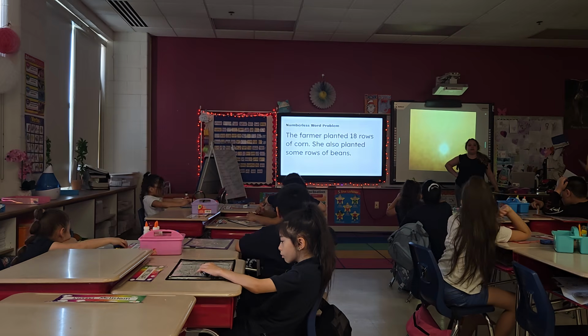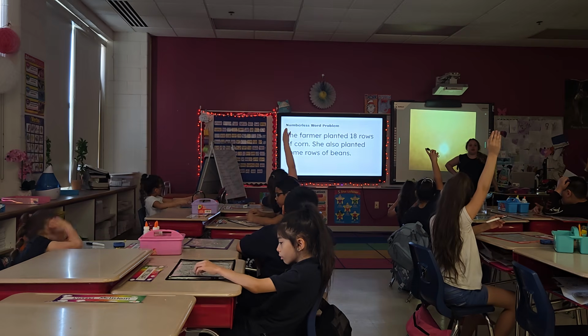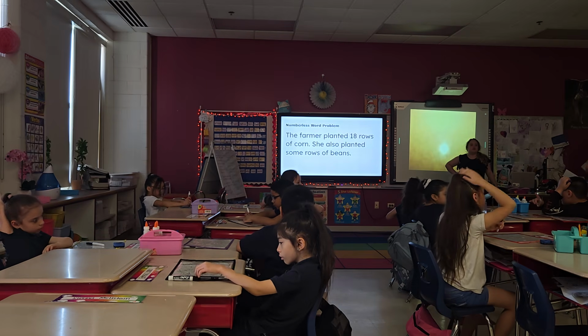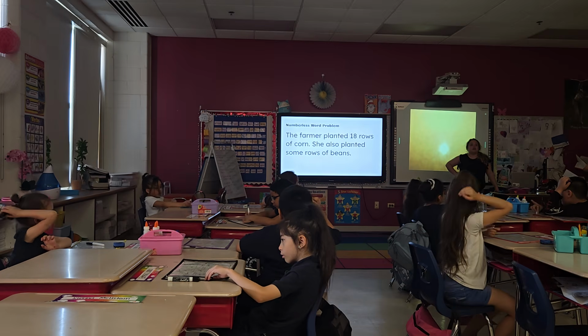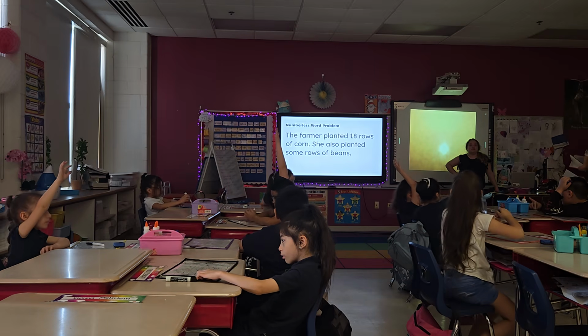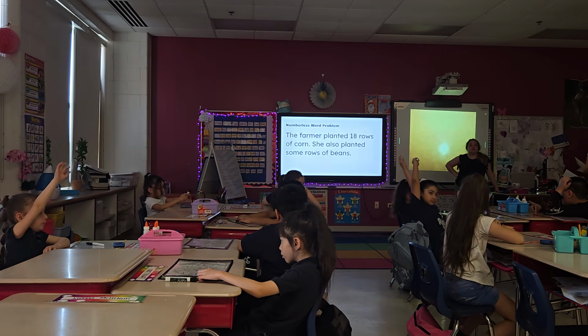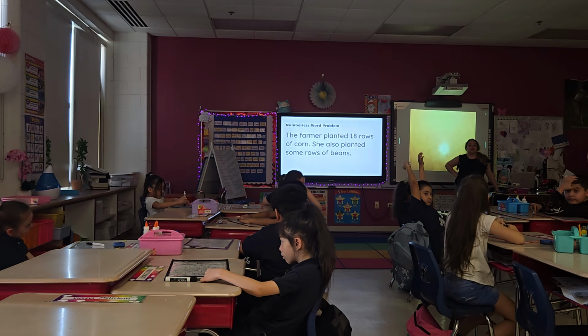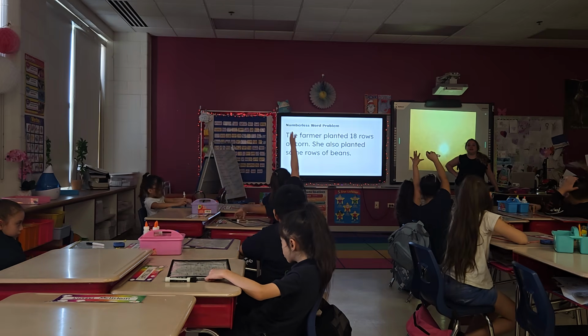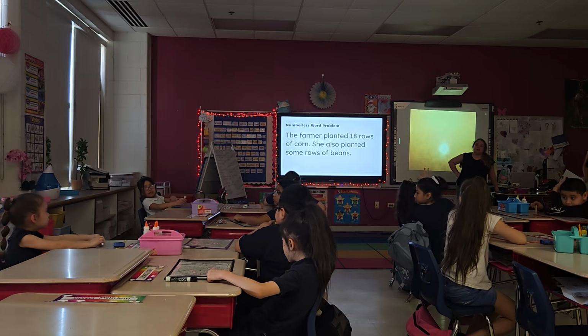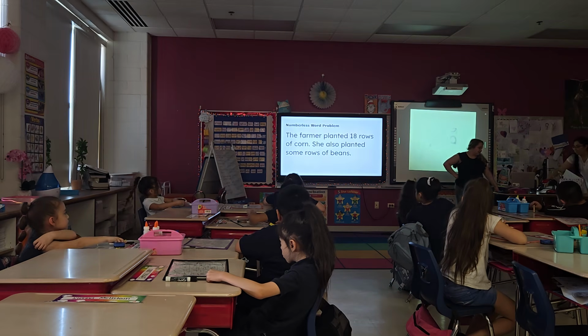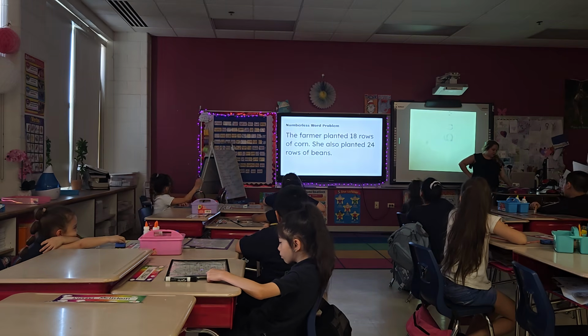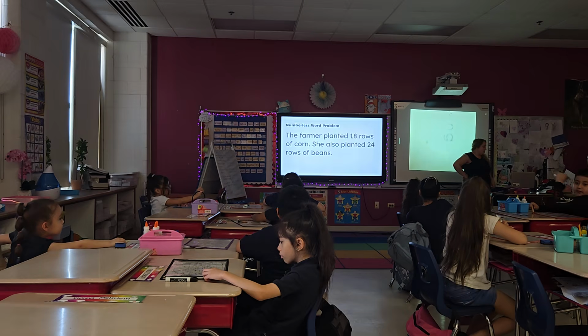How many beans do we think? All right, Matthew? 18 rows, look. 36. Danae? 29. And then Danny? 18 rows, 20. Okay, let's see. 18 rows of corn. She planted 24.